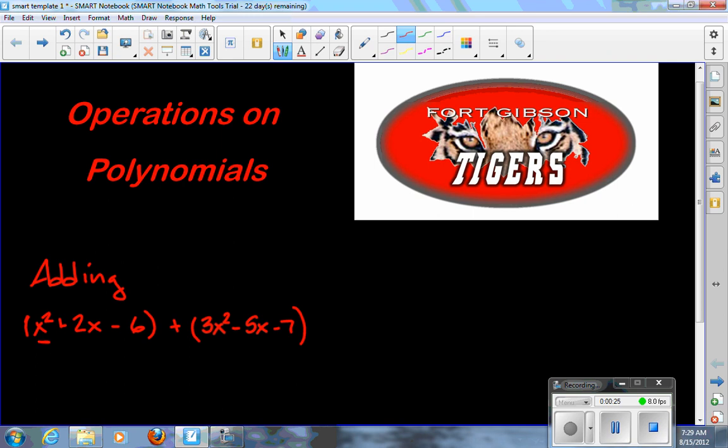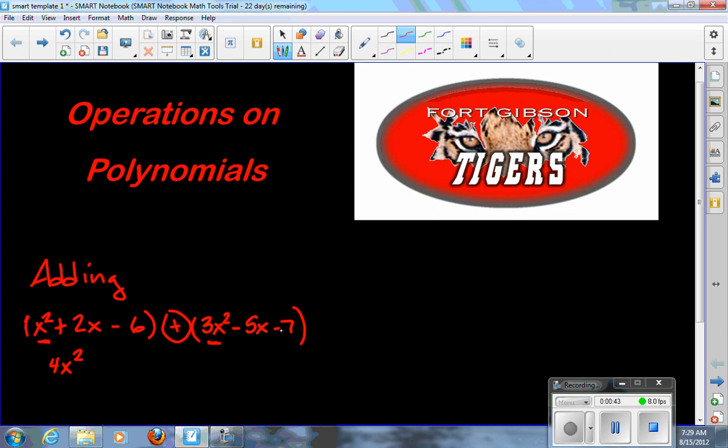So this is a like term with this because they each have exactly the same variable, x squared and x squared. Now there's an invisible 1 in front of here. There's 1 x squared right here, and there are 3 x squareds right here. So we're adding them together, you can see. So that's going to be 4x squared.